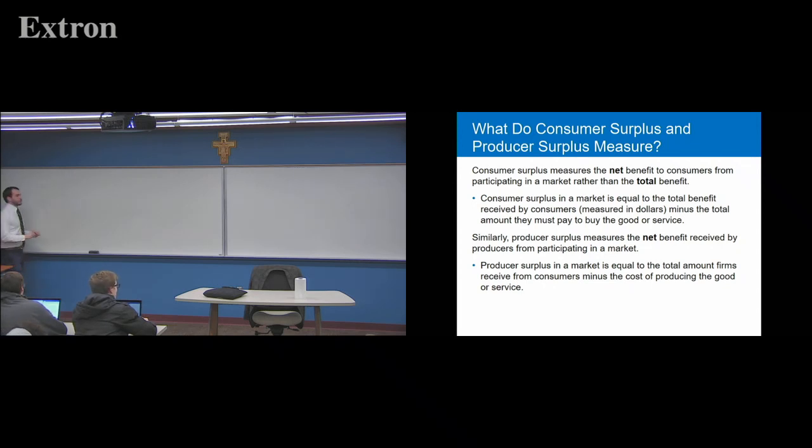So the consumer surplus measures the net benefit to consumers from participating in the market rather than the total benefit. The total benefit received by the consumers is literally the amount of utility they get from a good, the amount of enjoyment they get from it. That's total benefit. But for the consumer surplus, that measures the total benefit minus the amount they have to pay for those goods or services. So that's why it's between the demand curve and the price, not the demand curve and zero.